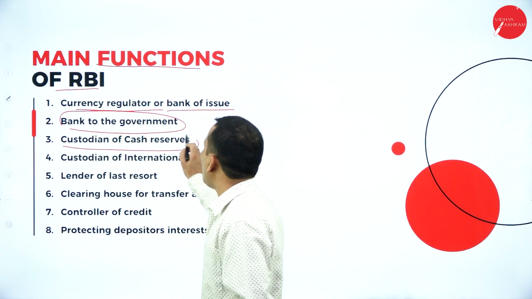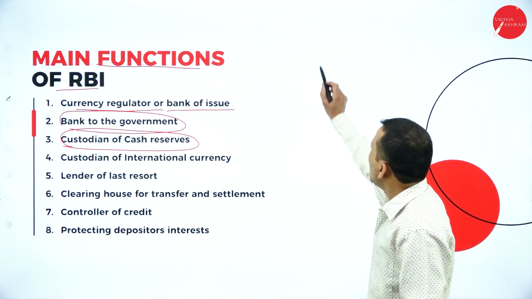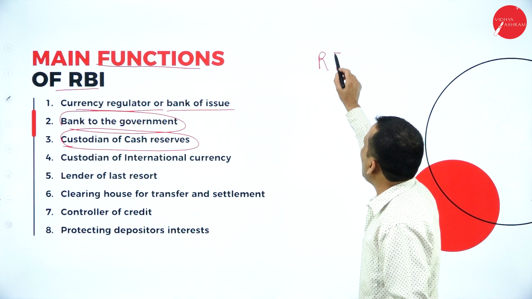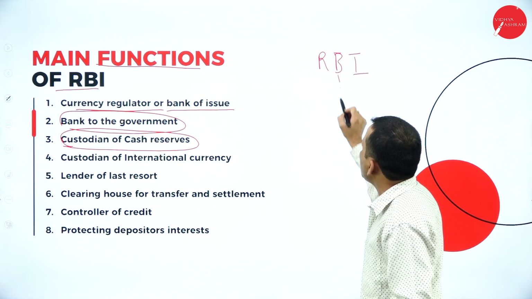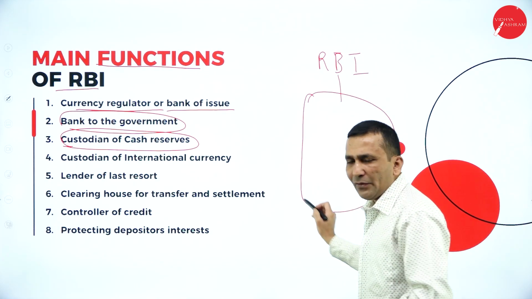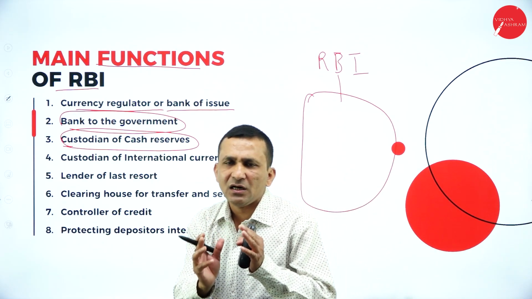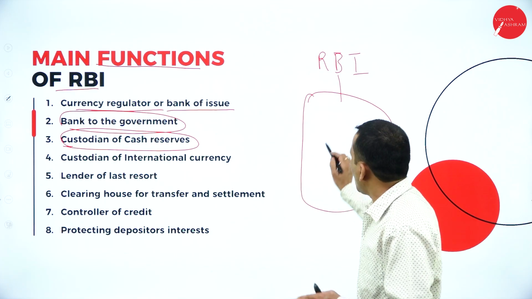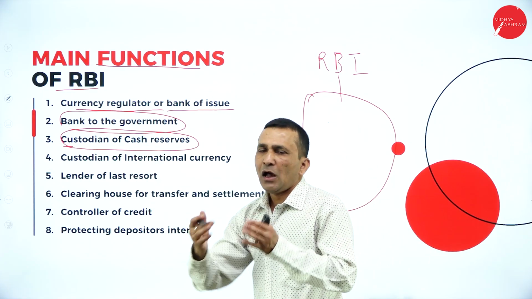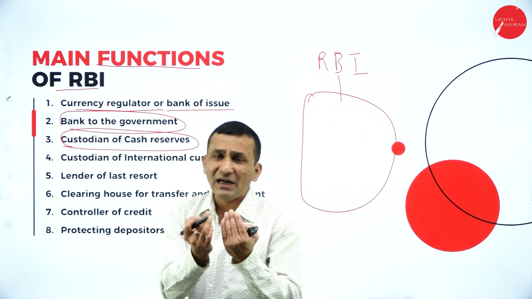Now custodian of cash reserve. So here custodian of cash reserve means what? The RBI is completely taking all the bank responsibility. Each and every bank, those who are operating within our country, so they want to keep at least 20%. So they reserve in the RBI. Now RBI is collecting from the individual bank the deposit.